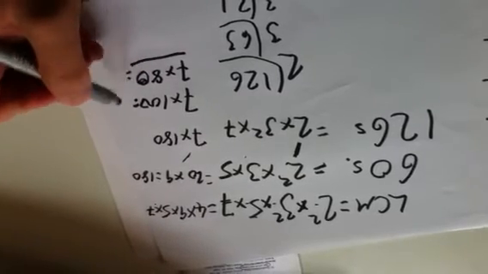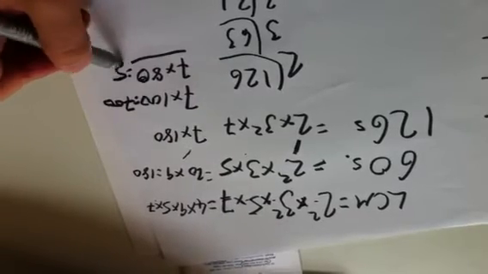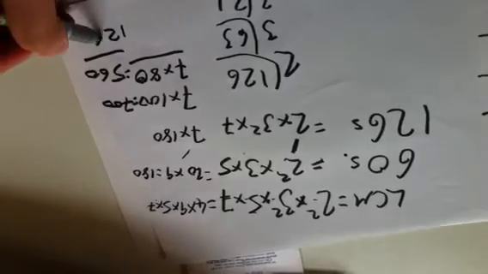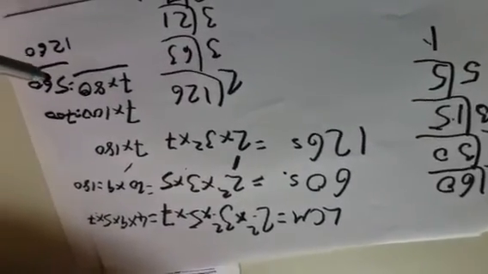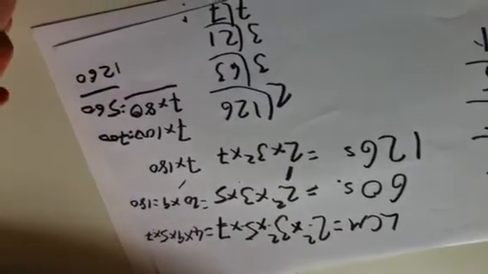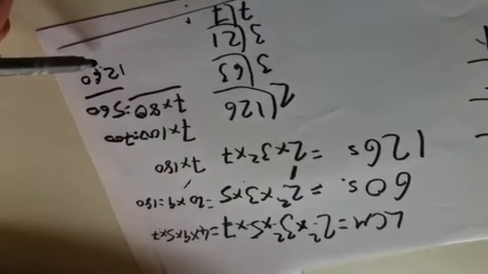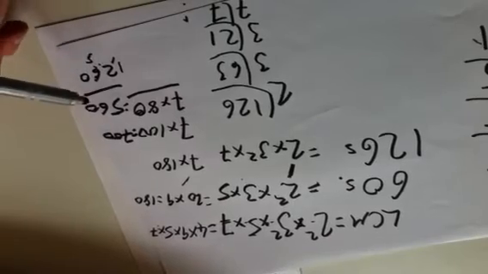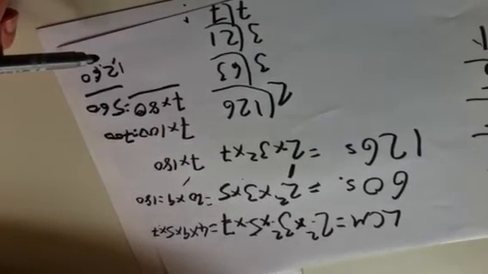That's 700 plus 560, 1260. That's your lowest common multiple of 60 and 126 seconds. So they cross each other's path exactly at the start line after 1260 seconds. And you can turn that into minutes dividing by 60 if you want.